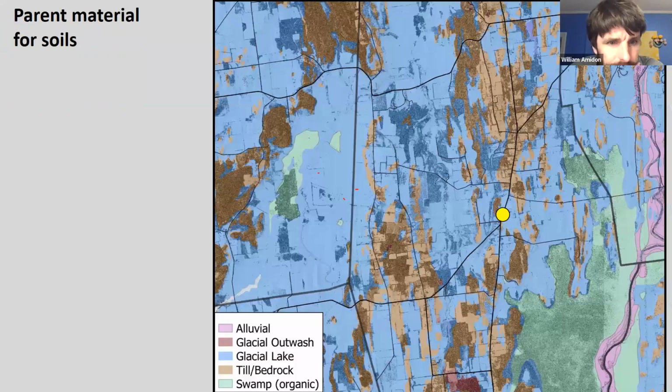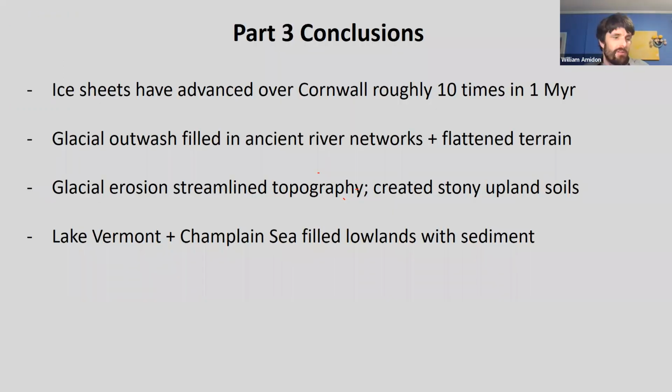All right, so I'm going to skip all that. So to wrap up part 3, what we could say about glaciers is that ice sheets have advanced over Cornwall about 10 times in the last 1 million years. Glacial outwash has filled in ancient river networks and flattened the terrain.